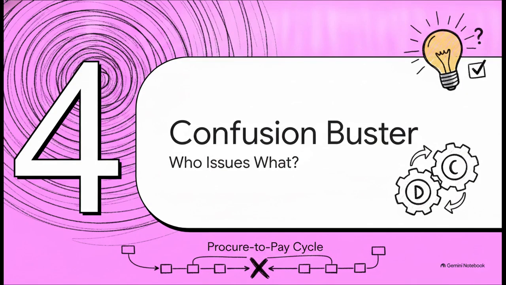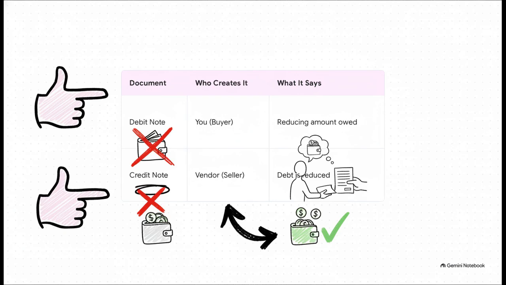Who issues what? You know, even with a totally clear workflow, beginners constantly mix these two documents up in the procure-to-pay cycle. It happens all the time. So let's separate the responsibilities with the ultimate cheat sheet. For the debit note, the creator is you, the buyer, and your message is simply, I am legally reducing the amount of money I owe you. Contrast that with the credit note. The creator there is the vendor, the seller, and their message is, I agree, your debt is reduced. Knowing exactly who creates which document, that is your absolute best confusion buster.